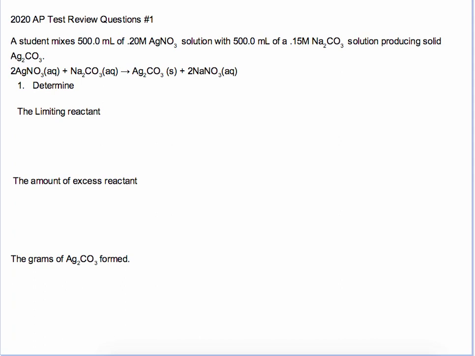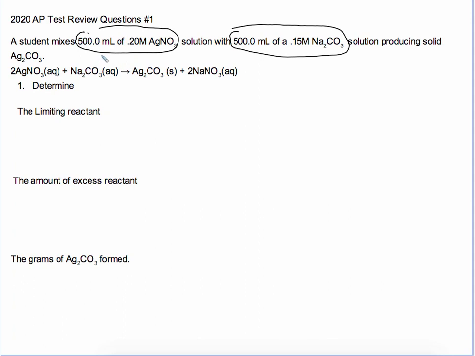Anyway, this is a problem where you're mixing two things and getting a precipitate, and you have to figure out the limiting reagent. What I look at is that there's 500 milliliters of 0.2 molar and 500 milliliters of 0.15 molar. You need twice as many moles of silver nitrate, and you don't quite have twice as much molarity, so I'm going to guess that the silver nitrate is the limiting reagent.